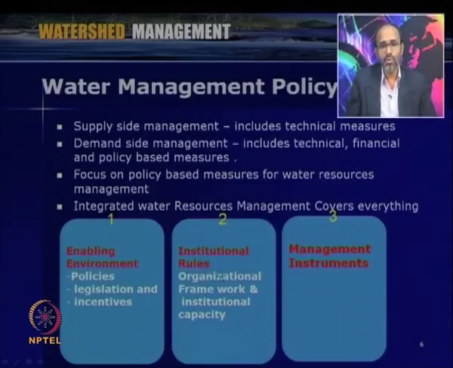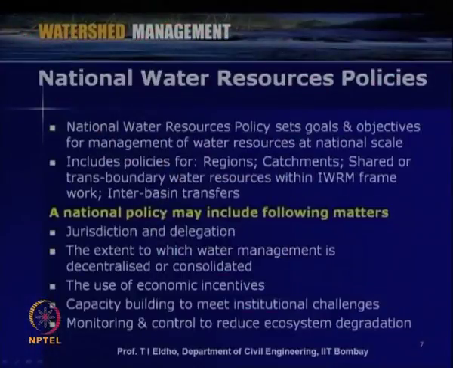Then come the institutional rules. Everything should be done in an organized way. So we have to see the organizational framework and institutional capacity building within the watershed, considering the stakeholders within the watershed. And then we have to see the management instruments, like how to get appropriate funds for a particular scheme, how to implement the particular watershed project scheme, how we can go ahead with appropriate implementation, get the benefits out of that, and then manage the overall system. That is what we have to see when we develop a water management policy for a particular area.